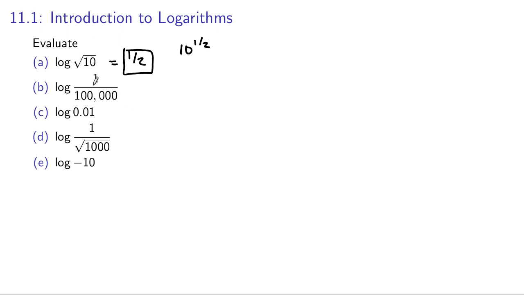What power do we raise 10 by to get 1 over 100,000? Well, it'll be negative, because we'll end up flipping the fraction. And count the zeros: squared is 100, cubed, fourth, fifth, so it would be -5. Log of 0.01, by similar logic, would be a negative number. It's 1/100th. 100 is 10 squared, so the answer is -2.